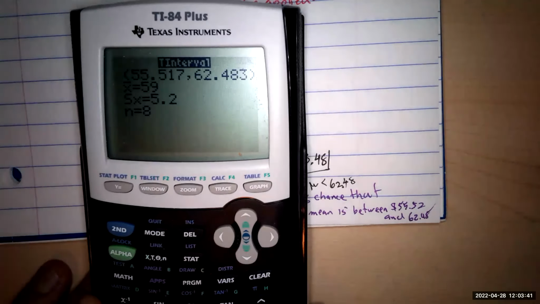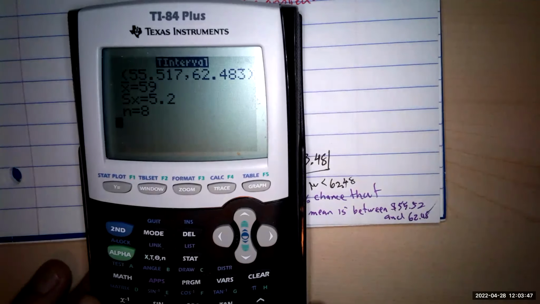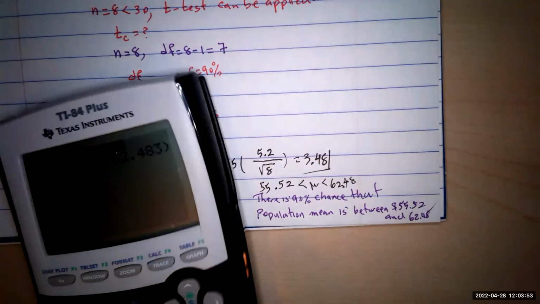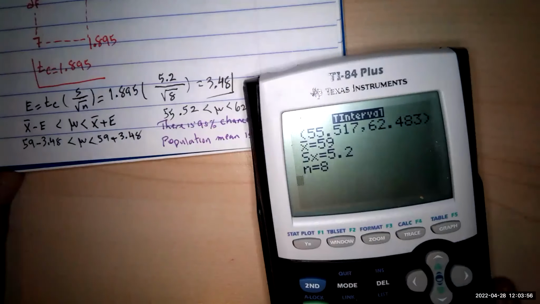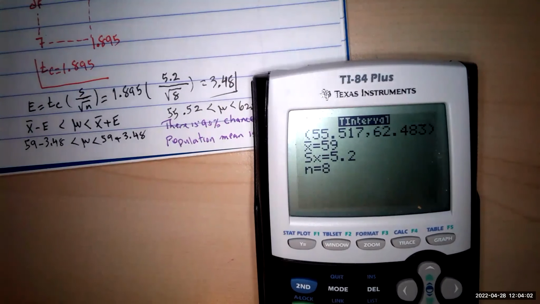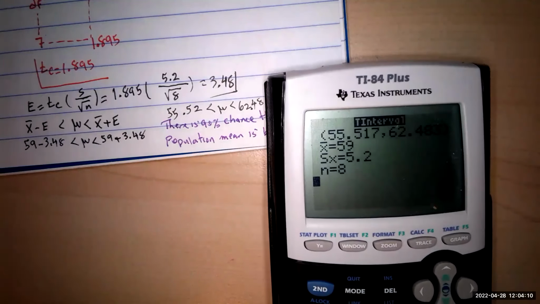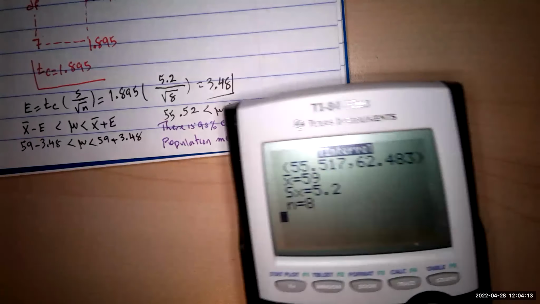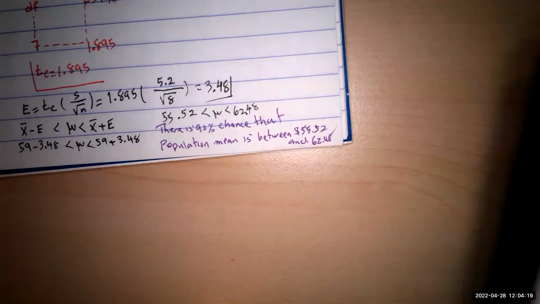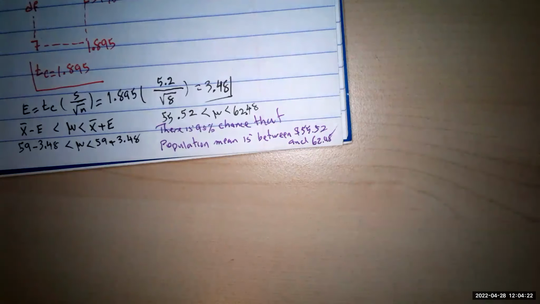55.5, 62.4 or so. Okay, it's almost like the one that we did. So this is what we got. The lower one is almost the same: 55.517, we have 55.52. And the upper one is 62.48, exactly the same one. So it's nice. You can check it with your calculator, just do it with your calculator if you don't mind.